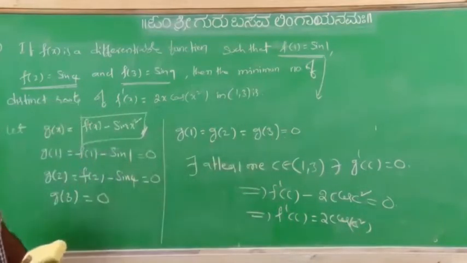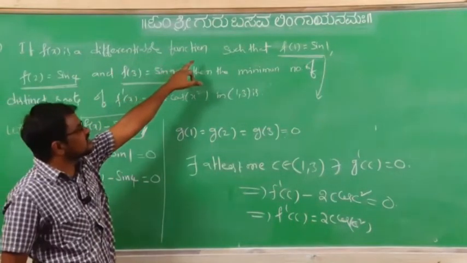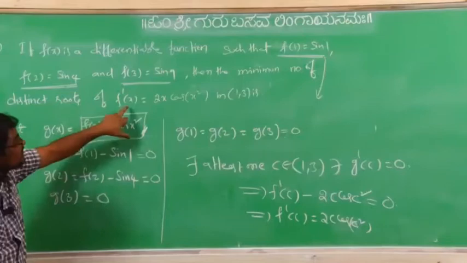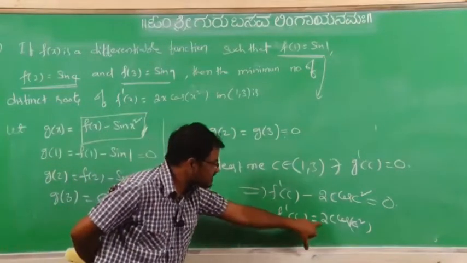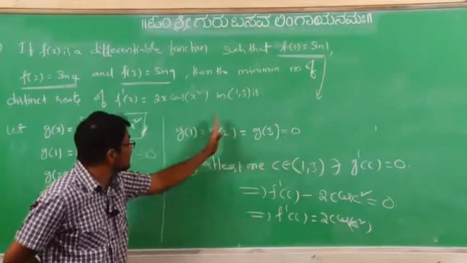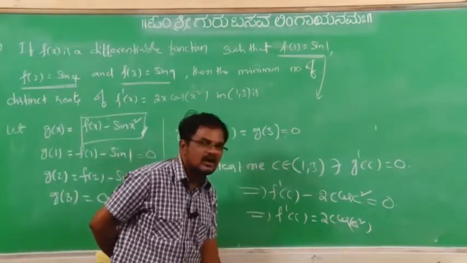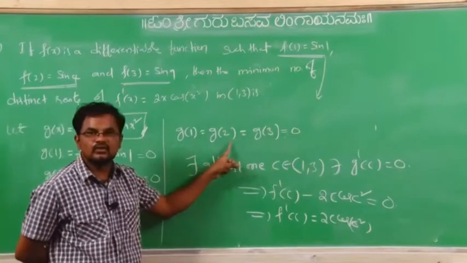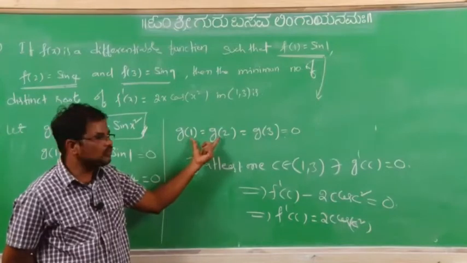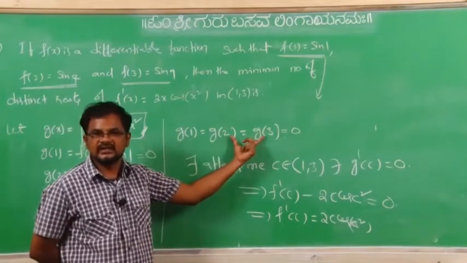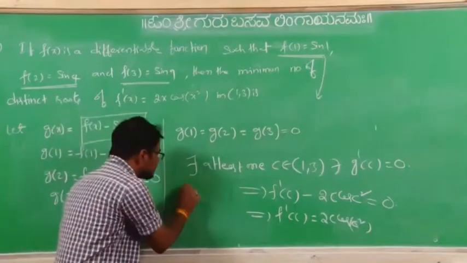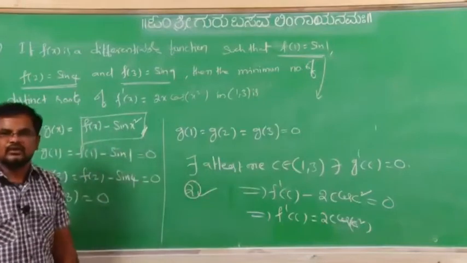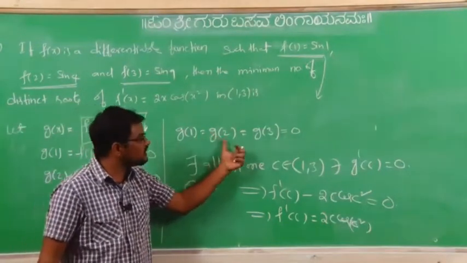Now if f is a differentiable function satisfying these three conditions, then the minimum number of roots they are asking is for which one? f'(x) equal to 2x cos x², replacing c by x. How many roots are there? 2 roots are there, or not? So minimum how many are there? 2. One is between 1 and 2, one more is between 2 and 3, right? So our answer is 2. Minimum number of roots they are asking, and the minimum number of roots is 2: one between 1 and 2, one more between 2 and 3.